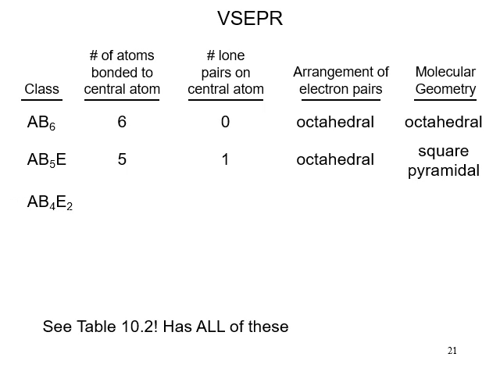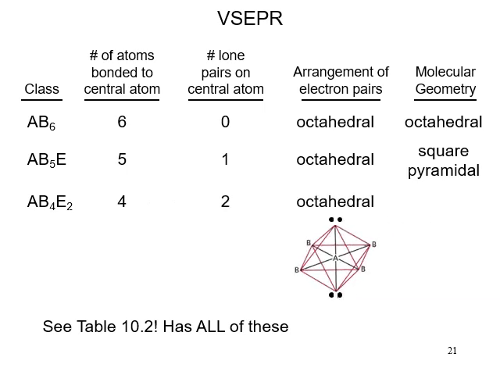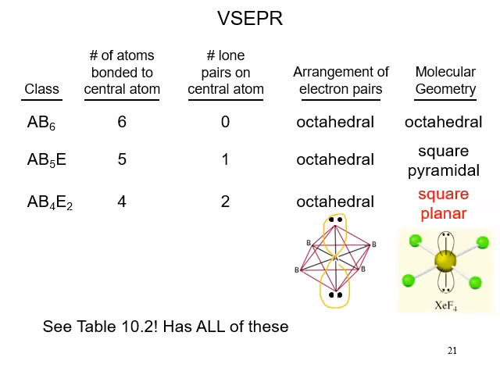Let's do another one. AB4E2 is an octahedral takeoff here. 4 and 2. 4 plus 2 is 6, so we're still octahedral overall. But now the lone pairs are taking opposite locations here because they take up more room, so they're as far away from each other as possible. Now we're just looking at the shape of the atoms, and that becomes square planar. So the square planar is in a plane, which is all in one flat surface, and it's in a square shape.